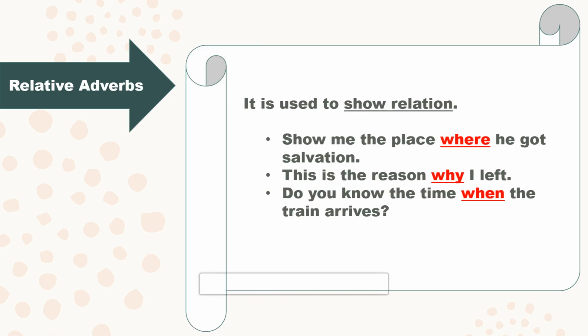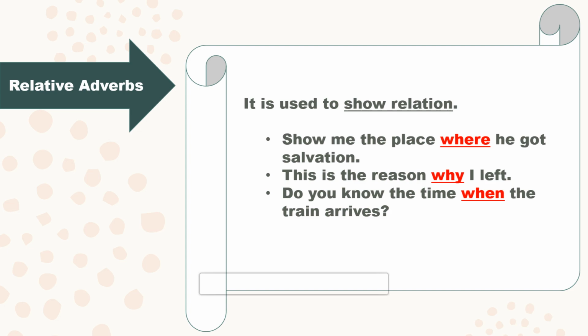Now the next one is relative adverb. It is used to show relation. Show me the place where he got salvation. Now, this adverb is very important, students, relative adverbs, because this adverb is generally asked in exams too. So you understand, it shows the relation between the two clauses. Show me the place, first clause, he got salvation, second clause, and the word which joins these two clauses, where, here it is an adverb. Why is it an adverb? Because it answers the question. It shows the relation between the place and where he got the salvation. So where is relative adverb.